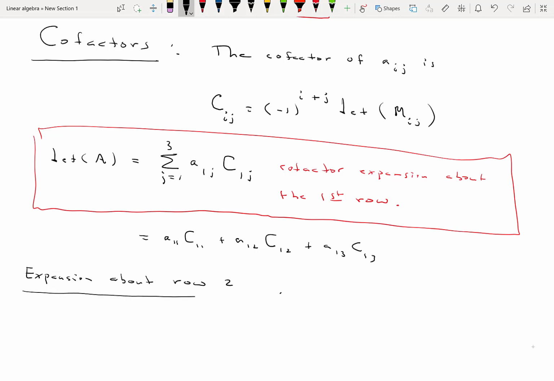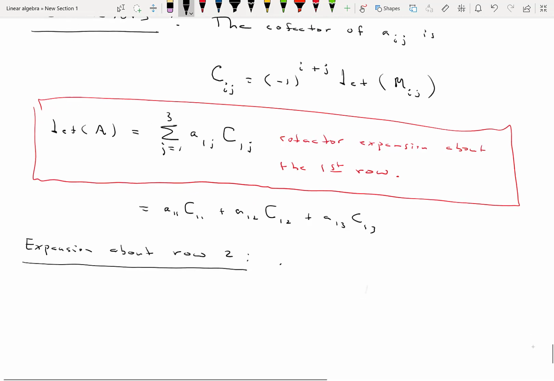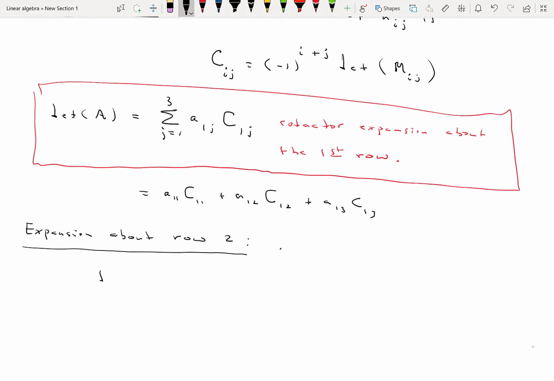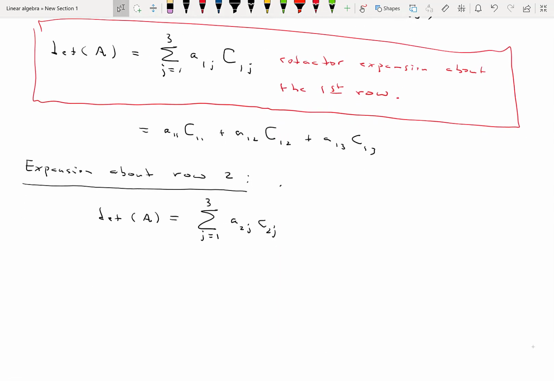Okay. TMI here. Okay. So expansion about row 2, the determinant would change, and this is the beauty of this cofactor notation. The determinant would be changed to the sum of A2j C2j, j ranges from 1 to 3, if we have a 3 by 3 matrix. Okay, so why would we want to expand about a different row?